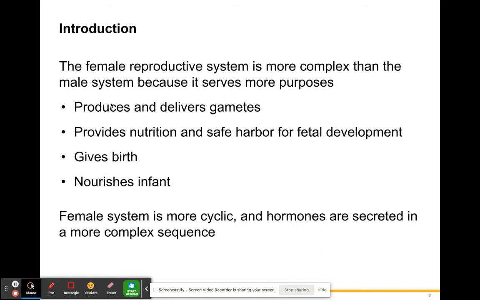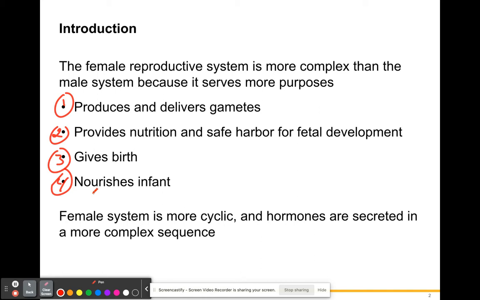So the female reproductive system is more complex than the male system because it serves more than one purpose. The purpose of the male reproductive system was to produce and deliver gametes, and the female reproductive system does that, but it does a lot more than that as well. It also provides nutrition and safe harbor to a developing fetus. It eventually gives birth to a fully developed baby. It can even nourish an infant after birth through lactation of breast tissue.